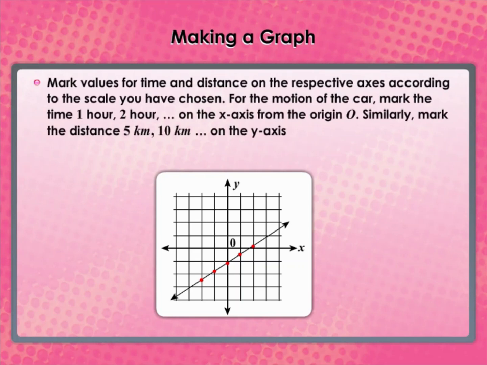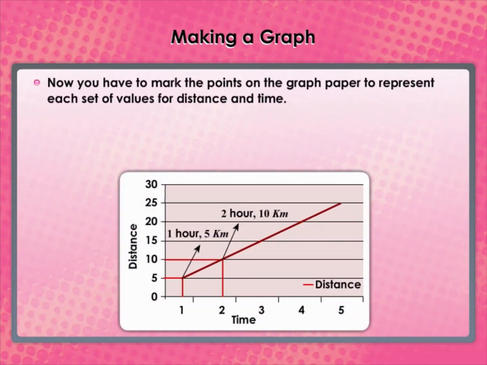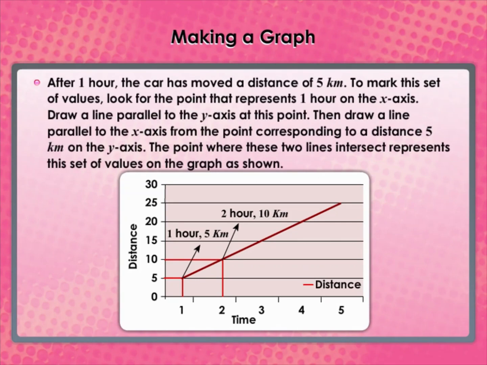Mark values for time and distance on the respective axes according to the scale you have chosen. For the motion of the car, mark the time, 1 hour, 2 hours, and so on, on the x-axis from the origin, O. Similarly, mark the distance 5 kilometers, 10 kilometers, and so on, on the y-axis. Now you have to mark the points on the graph paper to represent each set of values for distance and time. After 1 hour, the car has moved a distance of 5 kilometers.